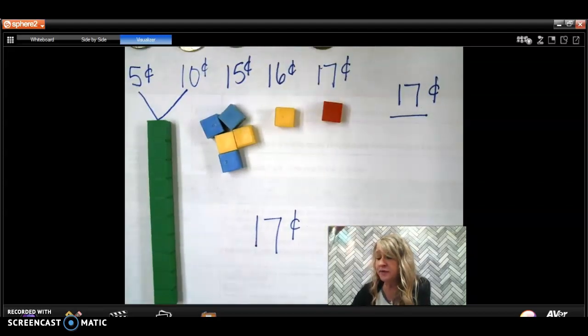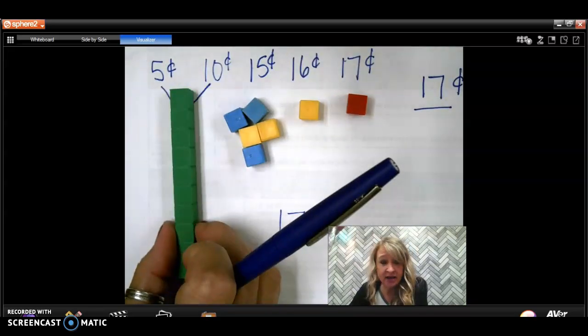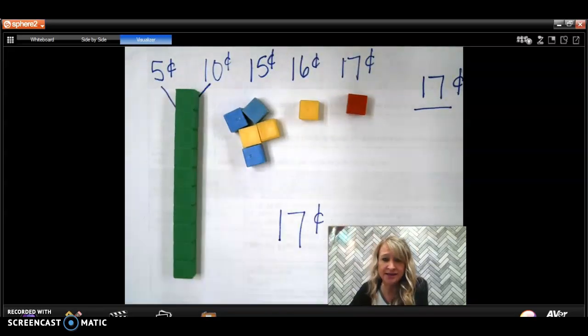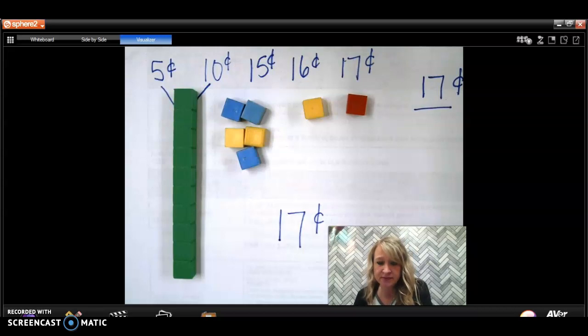So when you have more than 1 nickel, if you have 2 nickels, you can use a 10 for those 2 nickels because 5 plus 5 is 10 instead of using 5 units for each one. And now let's go look at your assignment and see what you're going to do next.